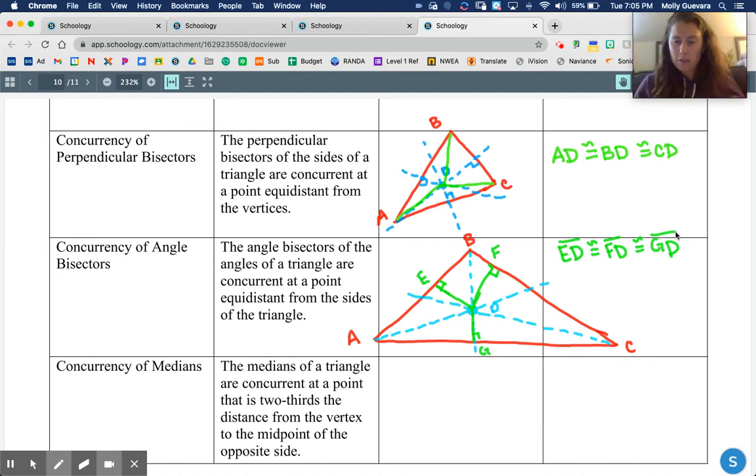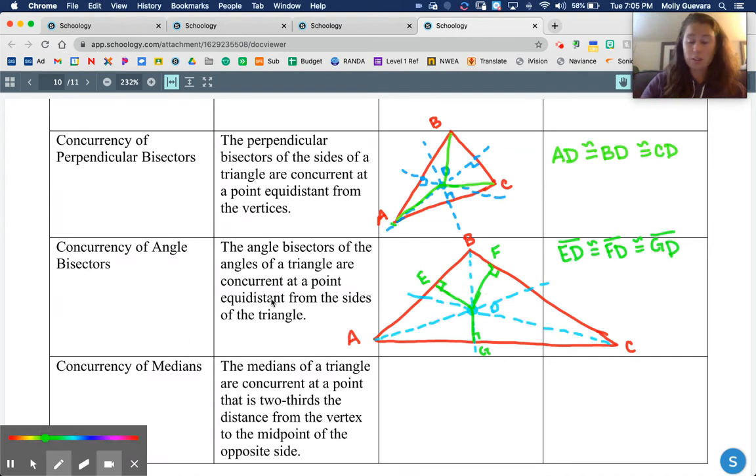So if I know that they're angle bisectors, I know that the point to the side is going to be the same. If they're perpendicular bisectors, I know that the vertex to the point is going to be the same. So those are the two that we're really going to focus on today, and we're just going to do a few problems on it and get a little bit of practice before you try it on your own. So let's go back to 5.2 so that we can finish our notes.